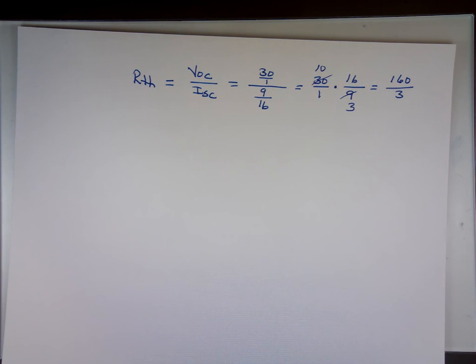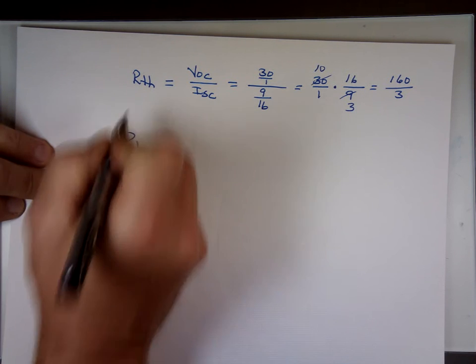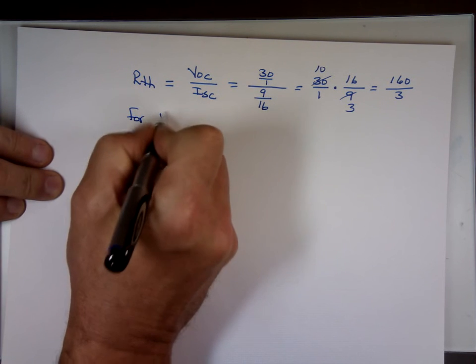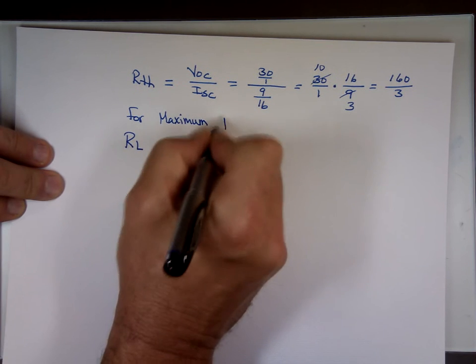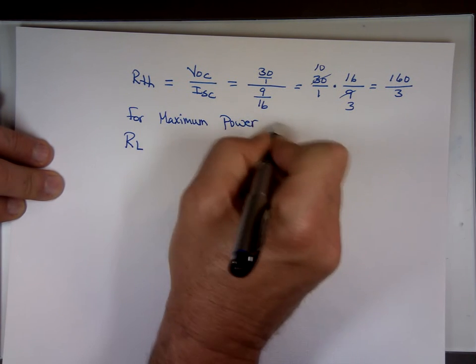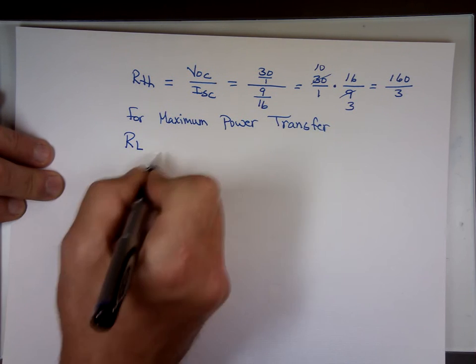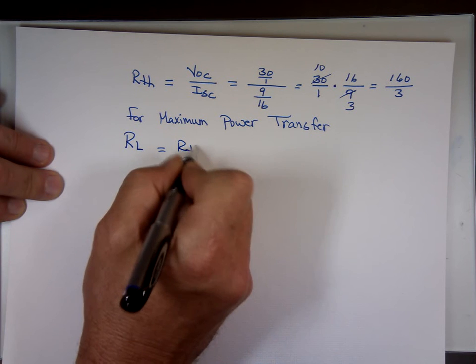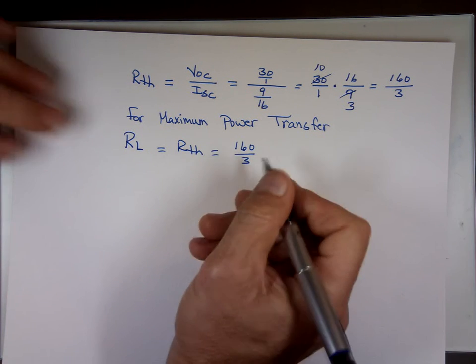So what does R sub L have to be for maximum power transfer? You want R sub L to equal R Thevenin, which is 160 divided by 3. Is that 53.3? I think it's 53.3. Yeah.